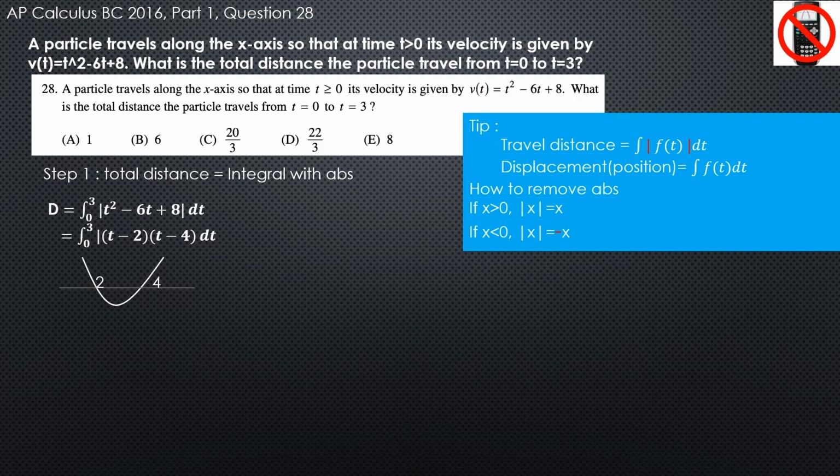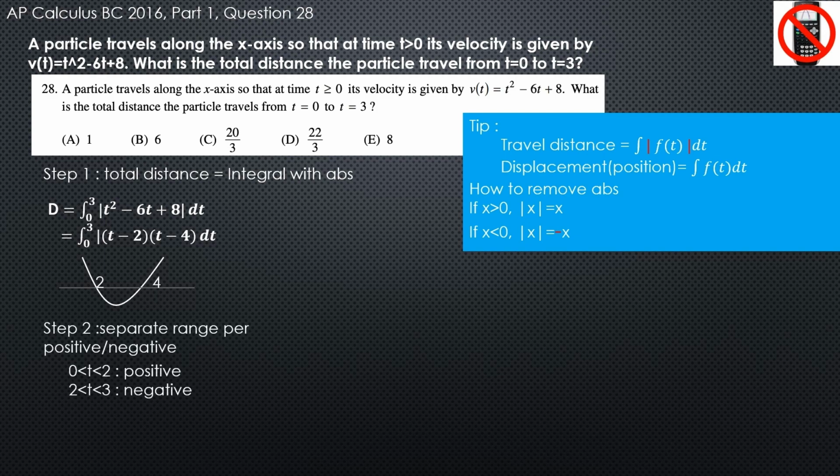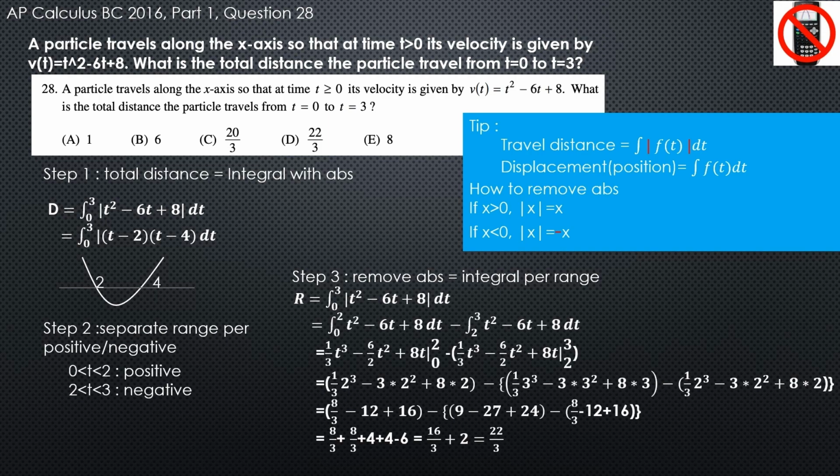Step 1. Total distance equals the integral with absolute value. Step 2. Separate the range by positive or negative. Step 3. Remove the absolute value, meaning integrate per range. The answer is D.